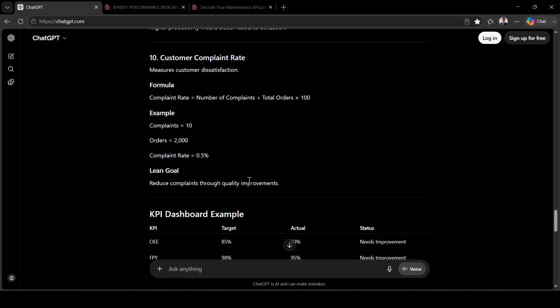The last KPI is the customer complaint rate. It measures customer dissatisfaction. Formula: complaint rate equals number of complaints divided by total orders, multiplied by 100. Example: complaints equal 10, orders 2000, so complaint rate equals 0.5%. Lean goal: reduce complaints through quality improvement.